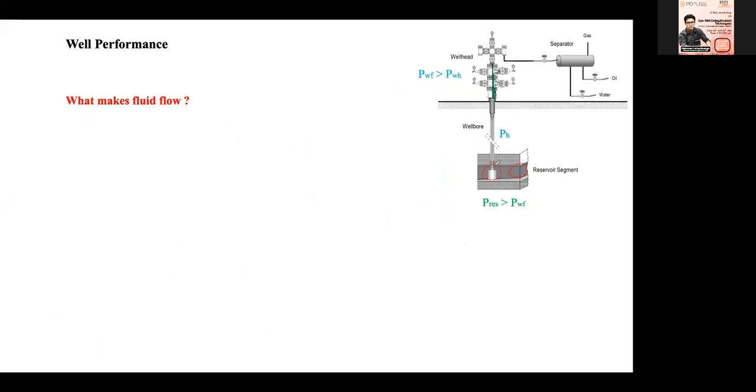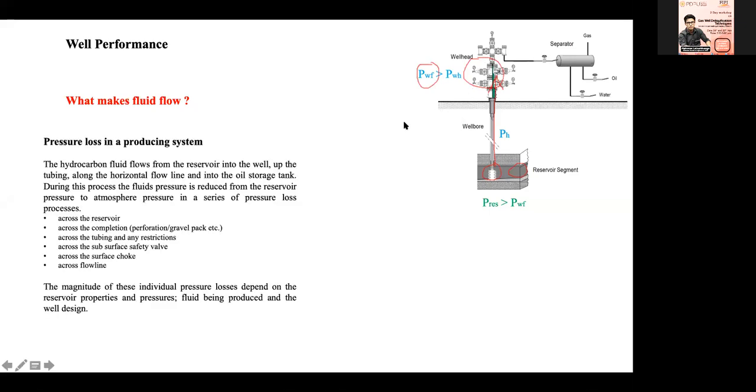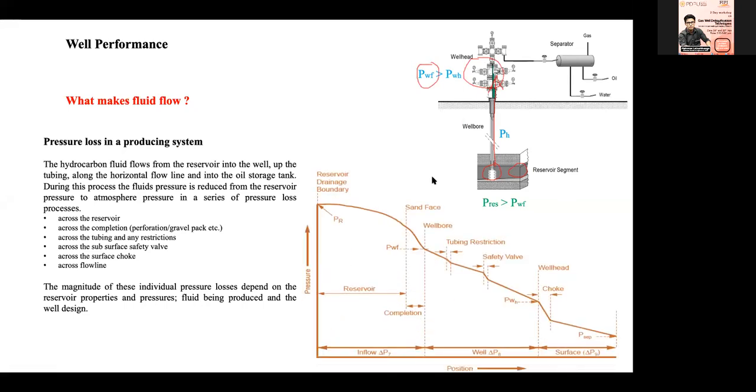Similarly, for your fluid to move up to the surface, your flowing bottom hole pressure should be greater than your wellhead pressure. Likewise to the separator. When you are producing your liquids from the reservoir to the separator, you are going to have to overcome these pressure losses as well as the hydrostatic pressure. We have the pressure losses from your reservoir to the separator, across your reservoir, your completion, your tubing, and your SSSV, surface choke, and the flow line.